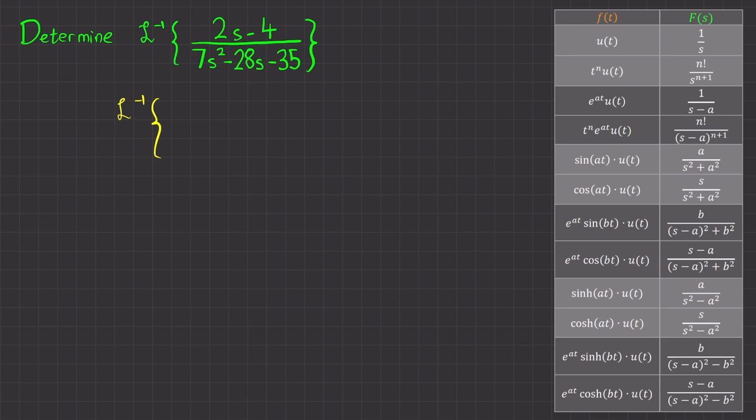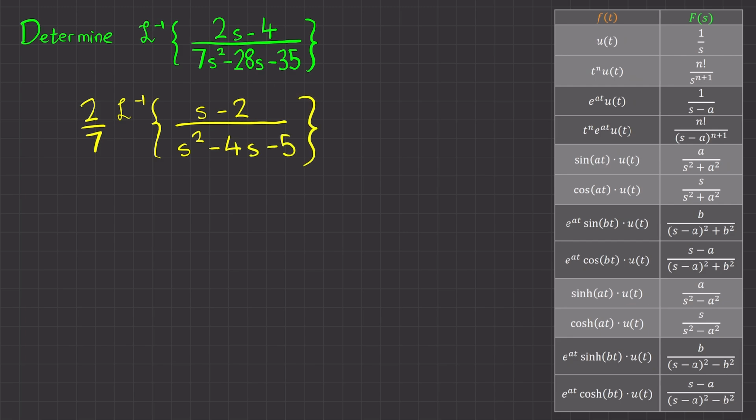Taking out the numerical factor from the numerator, we can see that the coefficient of s is 2, so we're going to take out a factor of 2 from the numerator. So take out a factor of 2, and that will leave us with s minus 2 on the top. In the denominator, the coefficient of s squared is 7, so we can take out a factor of 7 from the denominator, which if we take that out, we're actually taking out a factor of a 7th. This will now leave us with s squared minus 4s minus 5.